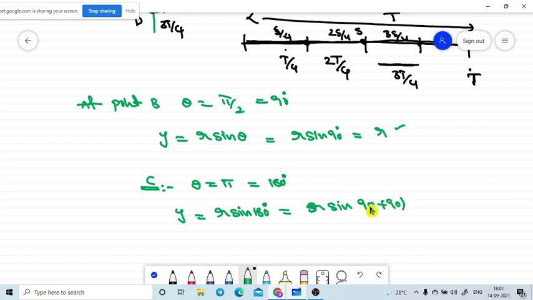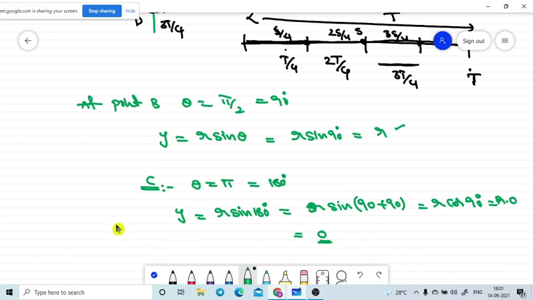That is equal to what we will get? Cos 90 we will get. Cos 90 is equal to, that is equal to r cos 90. R cos 90 is equal to 0. So that is equal to r into 0, that value is equal to 0. Displacement is equal to 0.